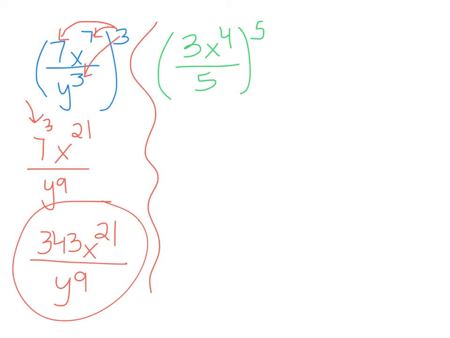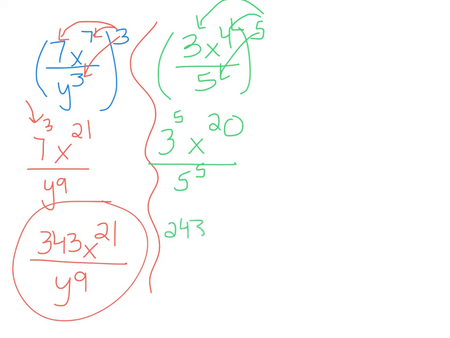All right, so 3x to the 4th over 5, all to the 5th. This 5, that will become 3 to the power of 5. x to the 4th to the 5th, multiply those exponents, so that becomes x to the 20th, divided by 5 to the 5th power. And then evaluate those coefficients, so 3 to the 5th power is 243, x to the 20th, and 5 to the 5th is 3,125.